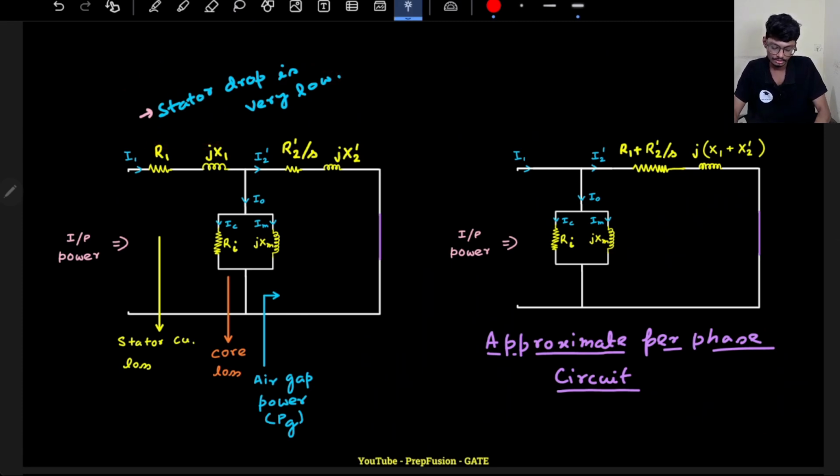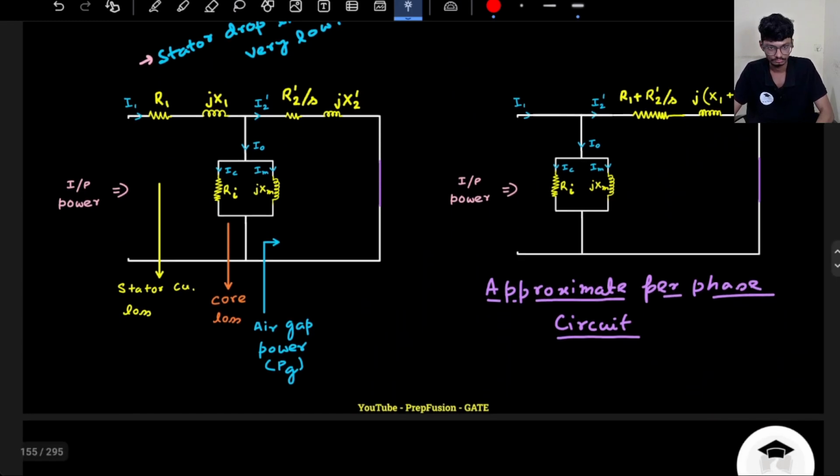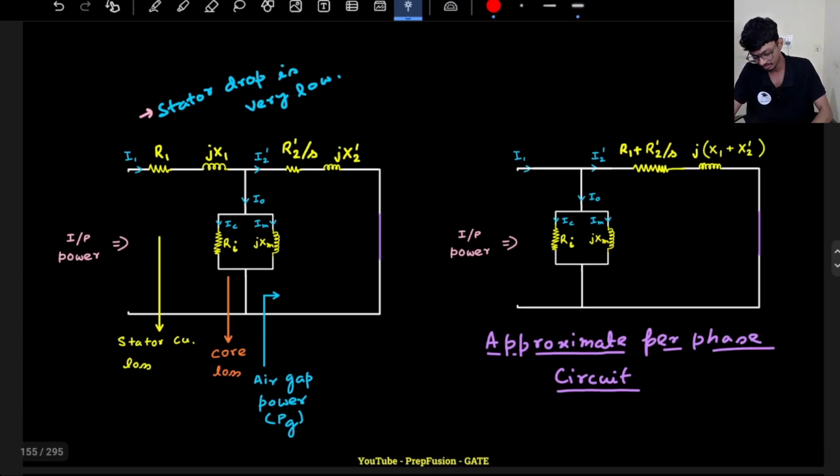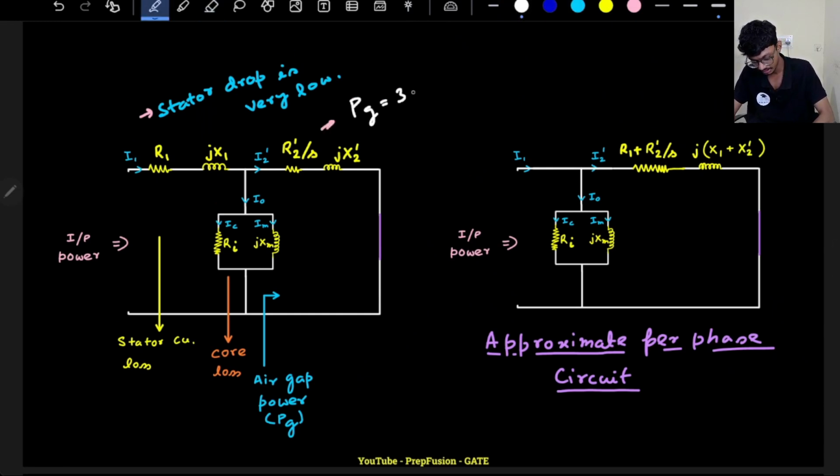Can you tell me what the air gap power is? If you remember, the air gap power can be written as Pg equals 3 into I2 dash whole square into R2 dash divided by S. This is what my air gap power is.